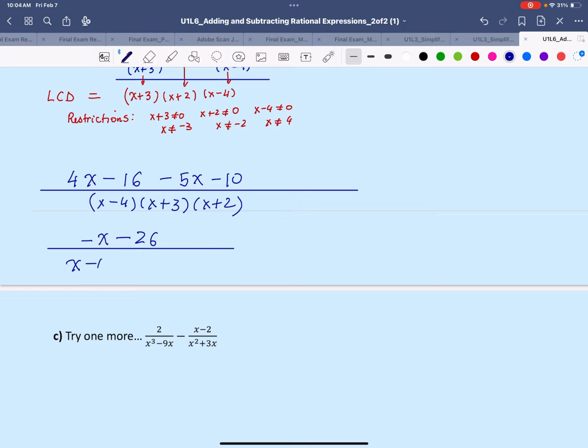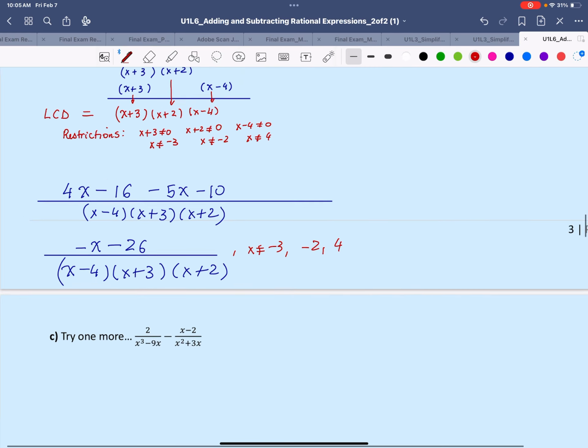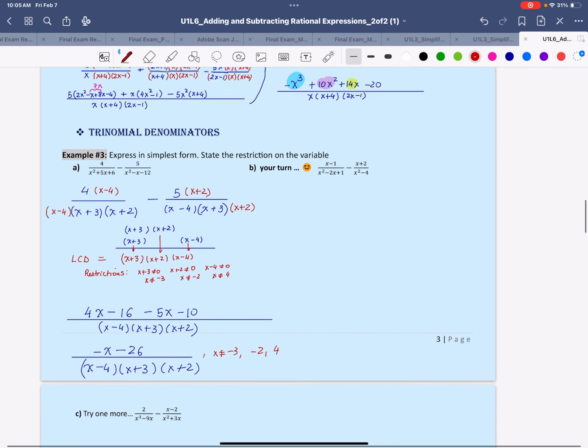And in the denominator, we have x minus 4, x plus 3, x plus 2. And the restrictions were x different than negative 3, different than negative 2, and different than 4. And that would be the answer to this question.